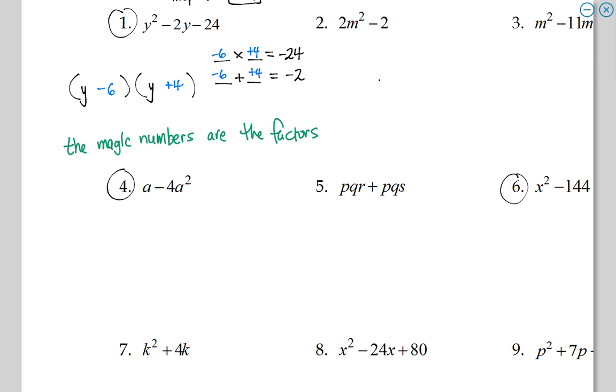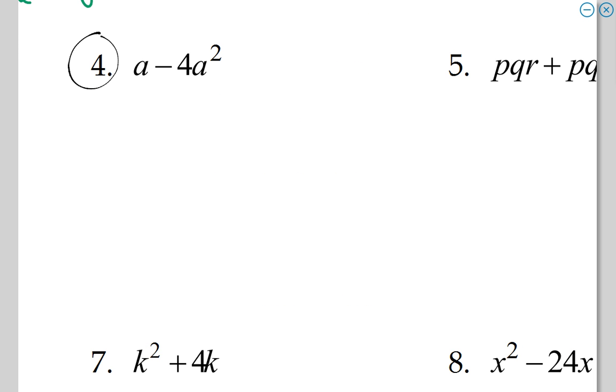Number 4. Before you try number 4, look at this flow chart. What's the very first thing you should always be doing? Look for a, does this question have that? You could take out an A. What would you be left with? What would you be left with if you took out an A out of each? No, there should be 2 terms in this bracket. 1 minus 4A.